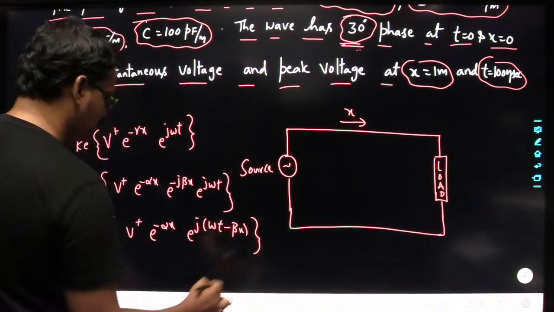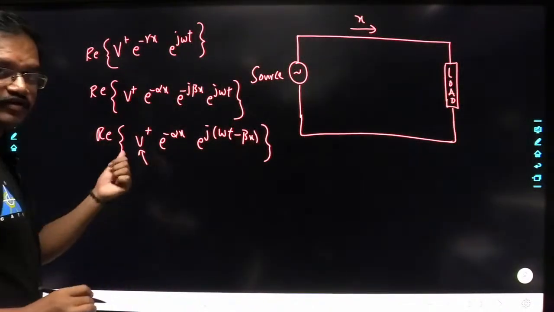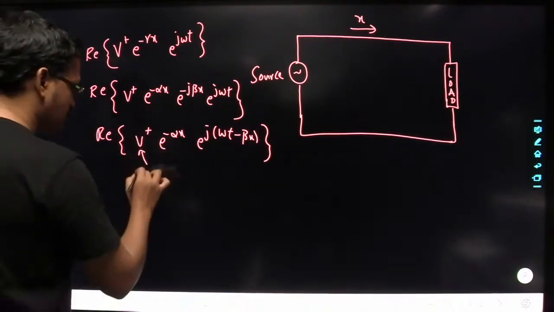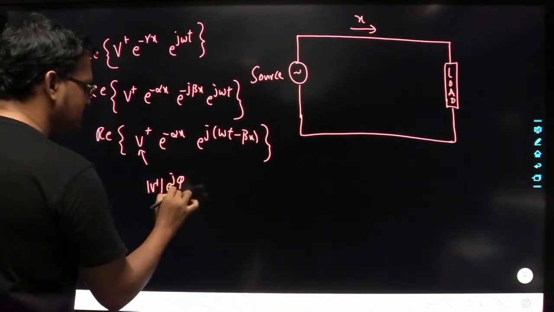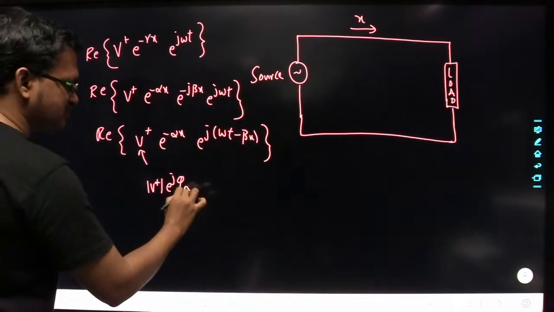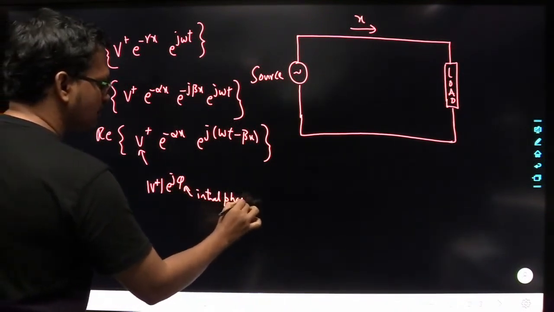Omega t minus beta x. Yes or no? So now this V plus, I have told that V plus represents what? V plus represents a complex quantity. So in general we will represent V plus as V plus into e power j phi, where this phi represents the initial phase. Right. So initial phase of the wave.